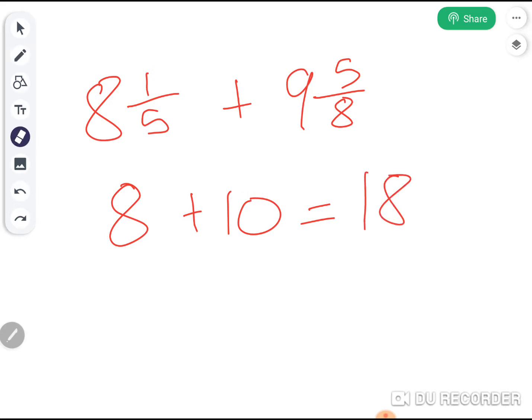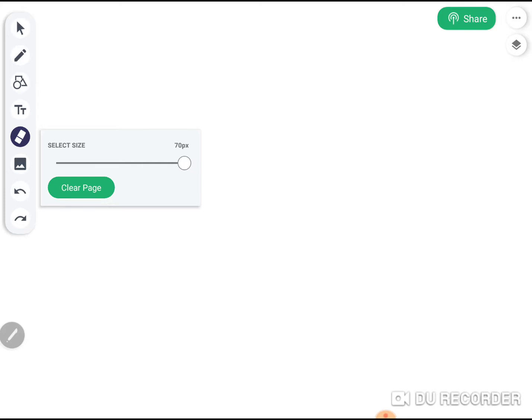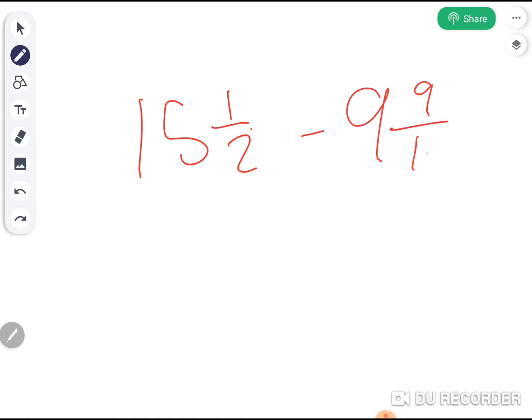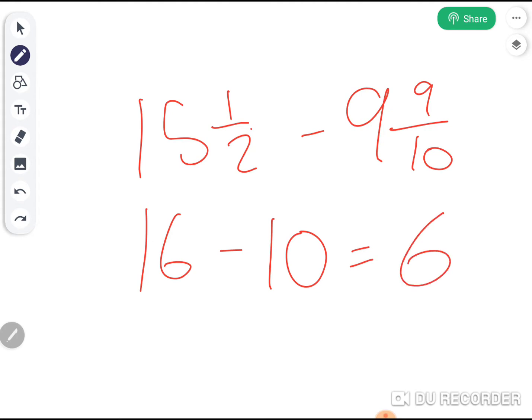Let's do one more of those using subtraction: 15 and 1/2 minus 9 and 9/10. Remember, 1/2 is the same as 5/10, so 15 and 1/2 is going to round up. Anything 1/2 or greater will round up, so this becomes 16. 9 and 9/10 will also round up, so that's 16 minus 10. As an estimate, our difference here would be 6.